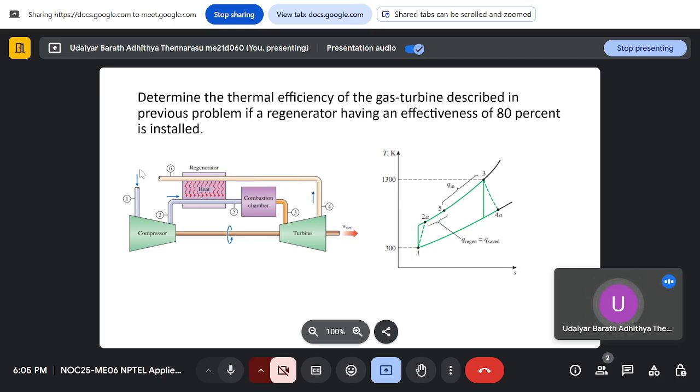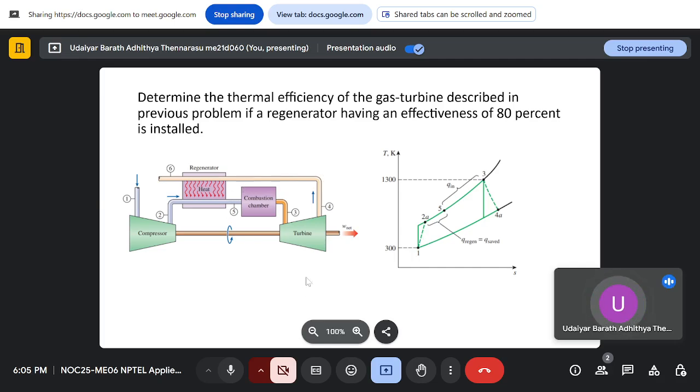Initially you have a compressor, you compress the air, and then it goes to a regenerator where it gets heated from 2 to 5 by the exhaust gas coming out of the turbine. Then this air is heated in the combustion chamber, and then it goes to the turbine, and then it goes out and into the regenerator. This is how the process looks for a regenerative cycle.